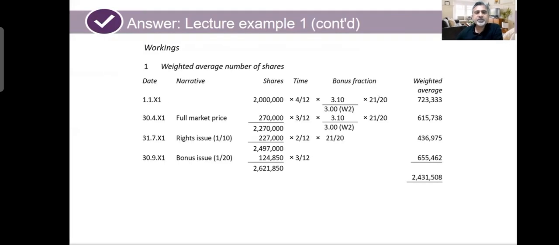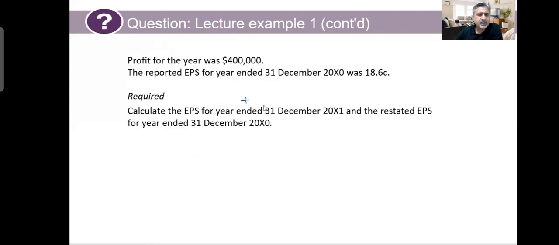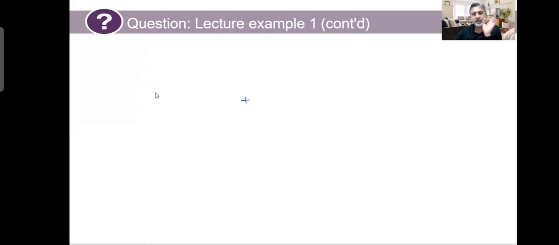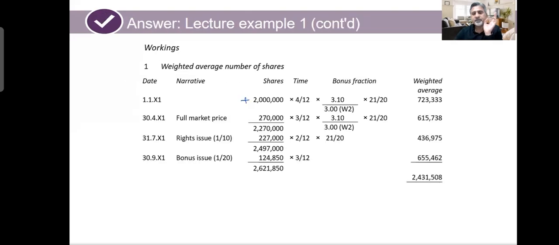So what happened? Initially, on 1st of January, you had 2 million shares. This is given in the question, but they remain there for only 4 months because you issued shares, when did you issue them? I think the date was 30th of April. January, February, March, April. So the 200,000 shares remain with you for a period of only 4 months. So into 4 by 12, this is my weighted average.